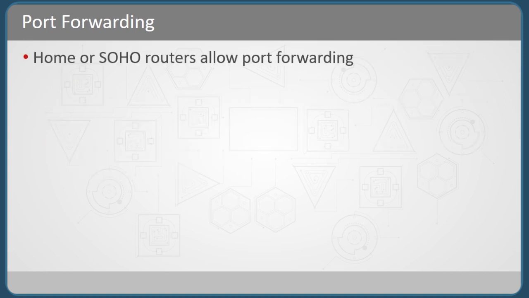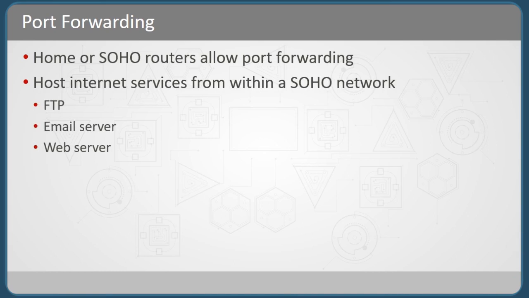Now, this is actually a service that is supported by fairly low-level routers, such as home or SOHO routers. That stands for small office, home office. They do allow port forwarding. So you can host these internet type of services from within a SOHO network, including FTP, email servers, web servers, really anything you want, because you can configure the rule for any type of service. That's your call. But those are some of the common ones that might be available by default.